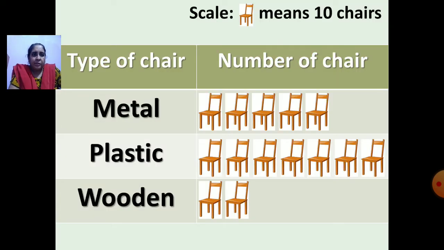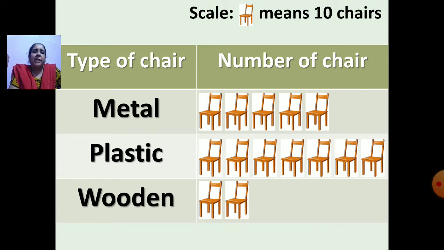Now see this. Here in this chart, what is shown? Scale is shown first. Okay, scale here. After scale, what is shown? A chair is drawn. A symbol of chair is drawn. That is, one chair means 10 chairs. Okay. Here the scale, what does the scale show? One chair means how many chairs? 10 chairs.